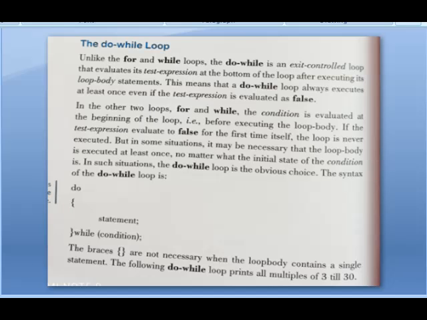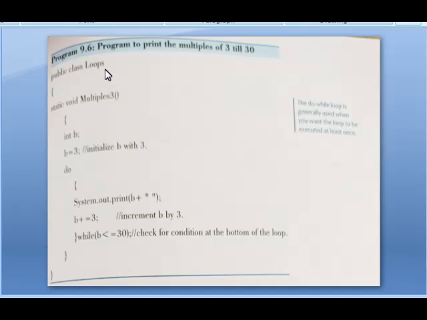Now the program using a do while loop to print the multiples of 3 till 30. So first the initial value is 3. Do System.out.println(b). So here we are going to print the value of b. Then we increment the value of b by 3, that is 3 plus 3 is 6. Then it checks the condition.